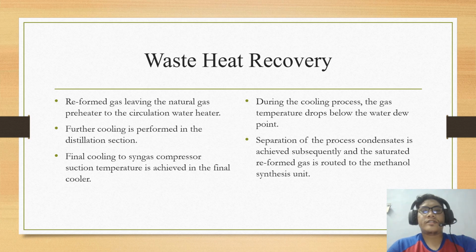Reformer gas leaving the natural gas preheater goes to the circulation water heater. Further cooling is performed in the distillation section. Final cooling to the syngas compressor section set temperature is achieved in the final cooler. During the process, the gas temperature drops below the water dew point. Separation of the process condensates is achieved subsequently, and the saturated reformer gas is routed to the methanol synthesis unit.